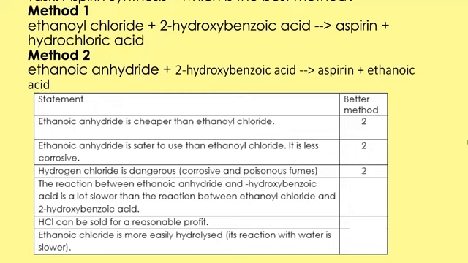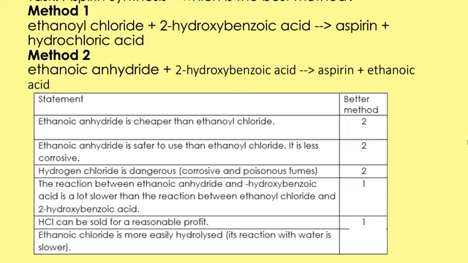The reaction between ethanoic anhydride is a lot slower than the reaction between ethanol chloride. So the ethanol chloride one is better in terms of rate. So method 1 would be better for that. HCl can be sold for a reasonable profit. So if we can sell the HCl, that makes our atom economy 100%. So method 1 would be better than that. And lastly, ethanoic chloride is more easily hydrolyzed, so its reaction with water is faster.